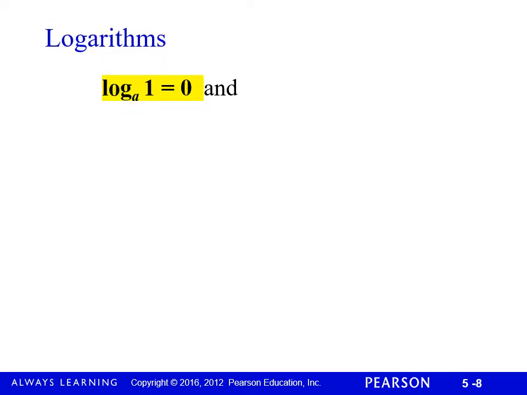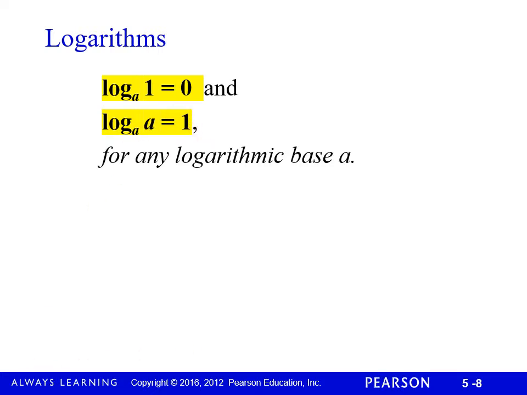So these are two fundamental rules. Whenever we take the log of 1, this will always be equal to 0, no matter what the base, in this case a, is. It doesn't matter what number is there. And whenever we're taking the log of the base, when the base and the answer match, the answer will always be 1. And this, again, is for any logarithmic base a. Remember, it can't be 1 and it can't be negative. Sorry, my bad.